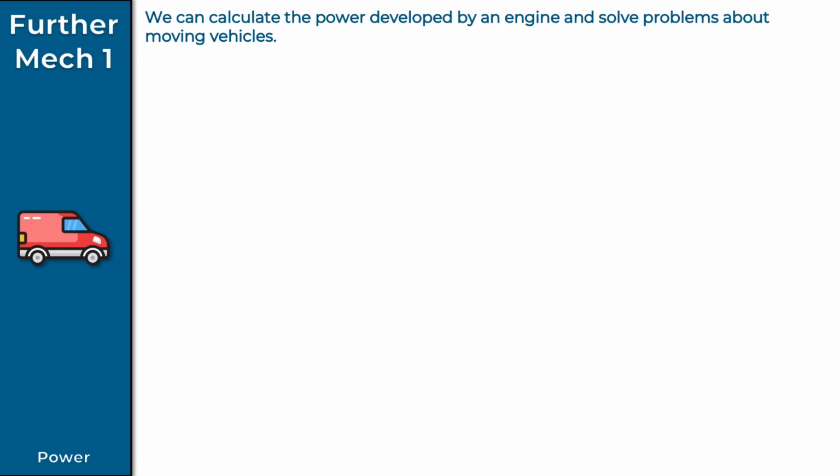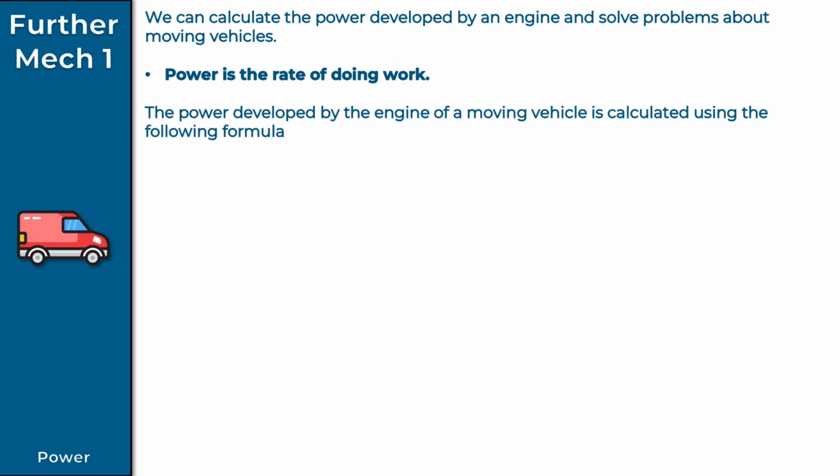In this video here, we're going to take a look at power. Now we can calculate the power developed by an engine and solve problems about moving vehicles. So power then is simply the rate of doing work. And the power developed by the engine of a moving vehicle is calculated by using the following formula.